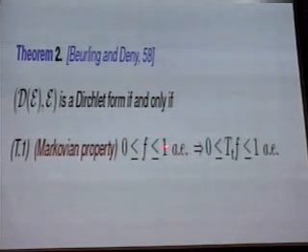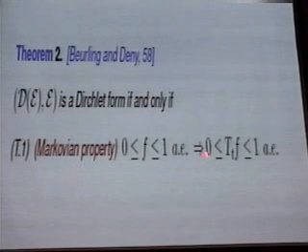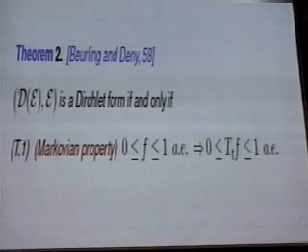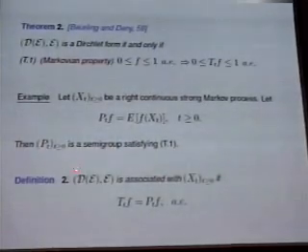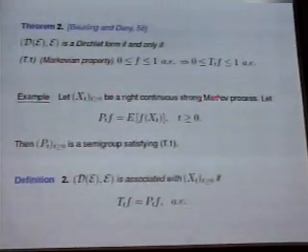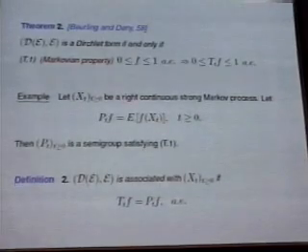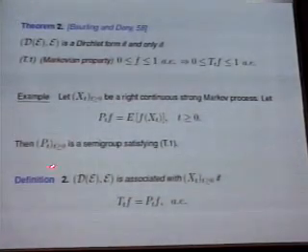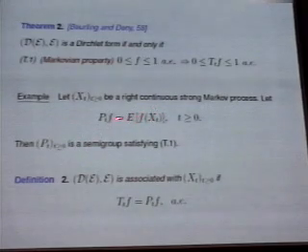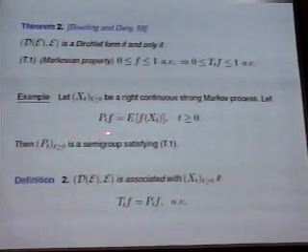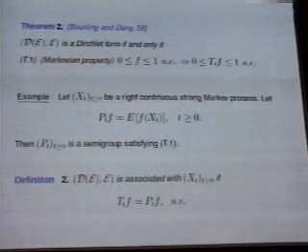And this contraction property, people call it the Markovian property. Why is it called the Markovian property? Because, take an example. Suppose that you have a Markov process. Then for the Markov process, you have a transition function, you have a natural semigroup. And then you take this semigroup, then certainly it satisfies this property. So this is why it is called the Markovian property.